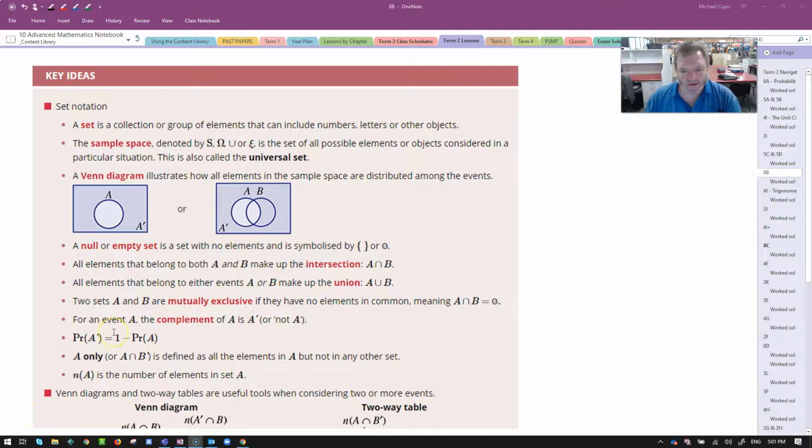Alright, welcome back everyone. Today we're looking at exercise 8b. This is two-way tables and Venn diagrams. We've done a bit of this before, so it shouldn't take very long. There's a bit of notation there about sets and that sort of thing.